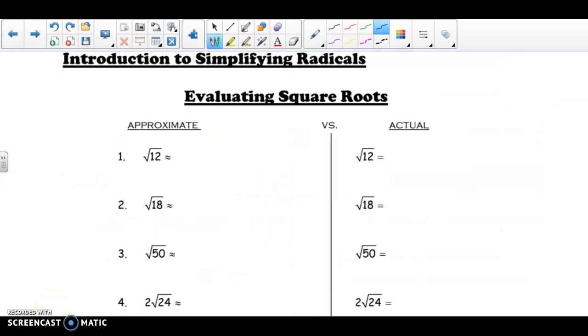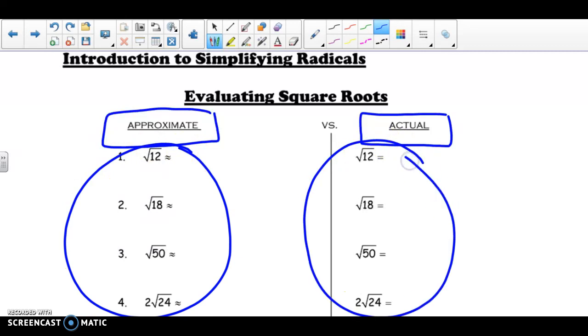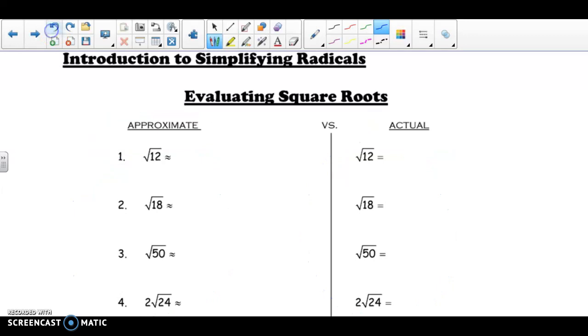Well, let's go to our first page of notes. We're going to be looking at square roots today. We're going to look at both approximating and finding the actual answer. And if you notice, all of these questions are the same questions as these are. That is on purpose. Let's think about what we do know about convenient square roots.